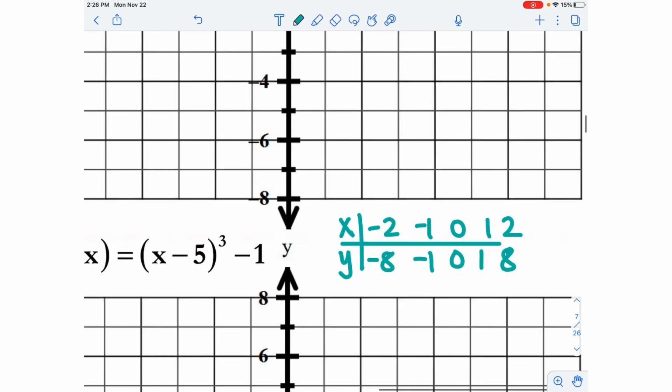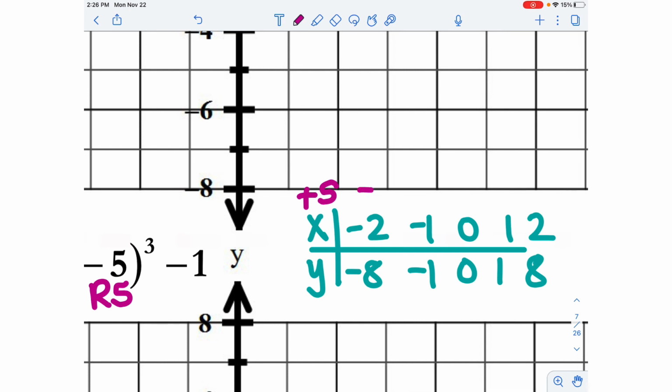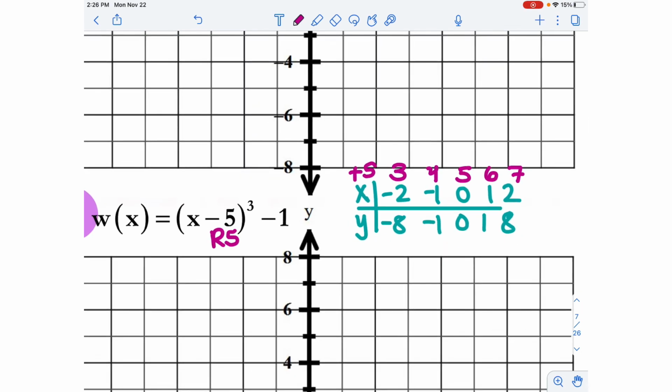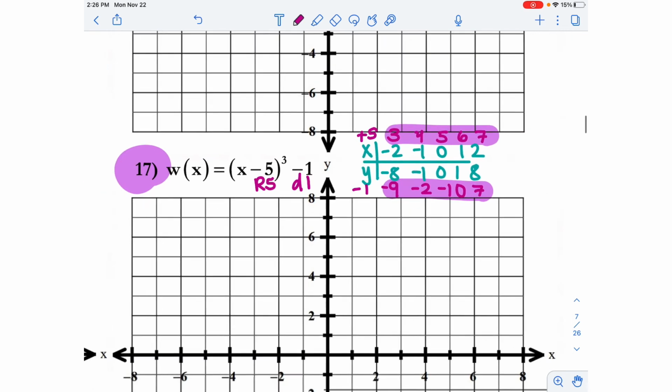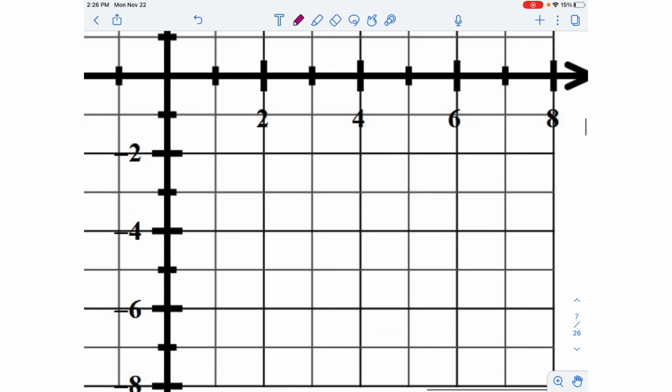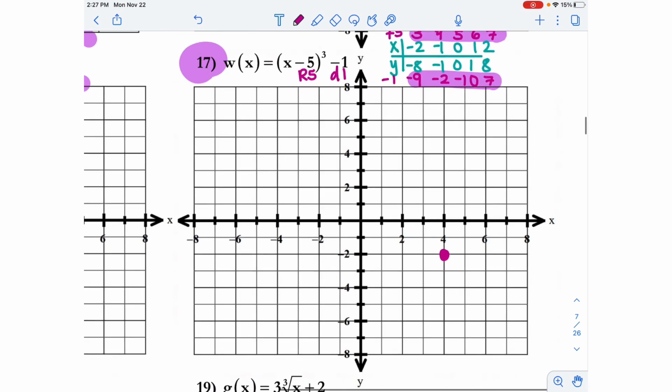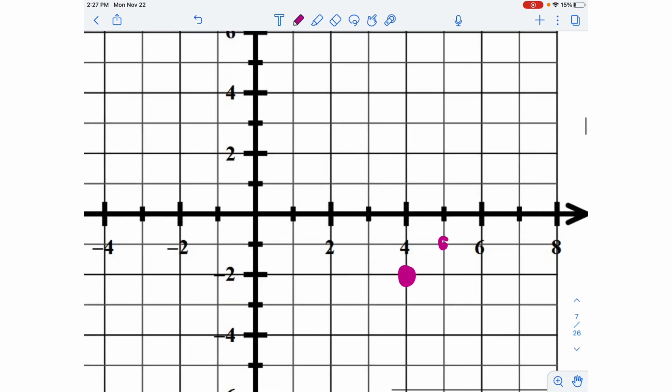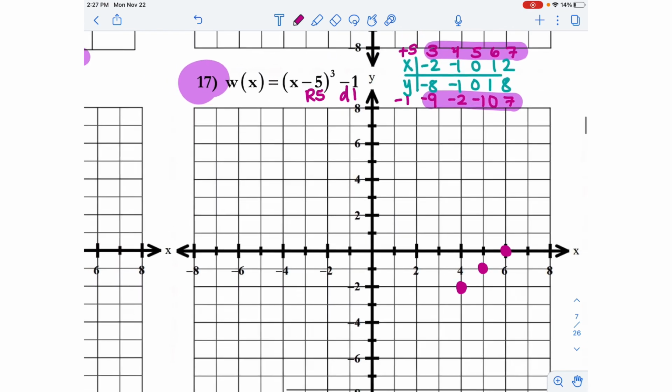This is the parent function points, and I'm taking them and moving them right 5. So that means I'm going to add 5 to my x values. And I'm also going to move this down 1, so I'm going to subtract 1 from my y values. And then I'm going to plot my new points. So 3 is at -9, that's off the graph. Let's skip to 4, -2. For -2, 5 is at -1, 6 is at 0, and 7, 7.